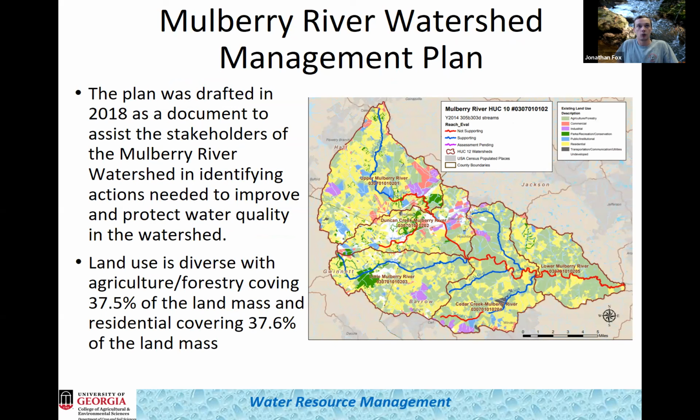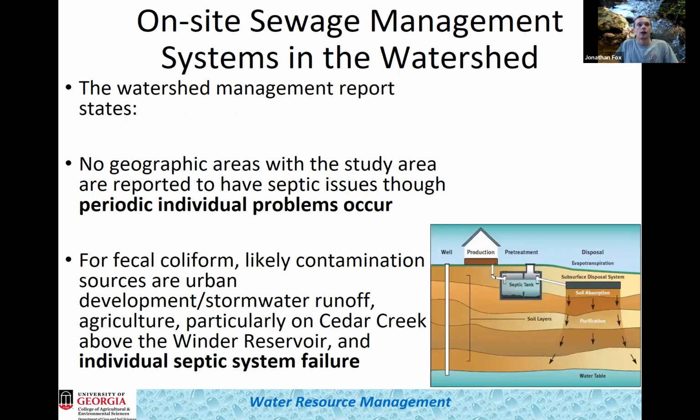So we'll dive into the Mulberry River Watershed Management Plan. This plan was drafted in 2018 as a document to assist the stakeholders in deciding what needs to be done around the watershed. And as you can see by the map, the land use is extremely diverse. It's about 37% ag forestry and 37% residential, with the rest of industrial and municipal lands making up the rest. So it's very diverse, a lot of different colors on that map for sure.